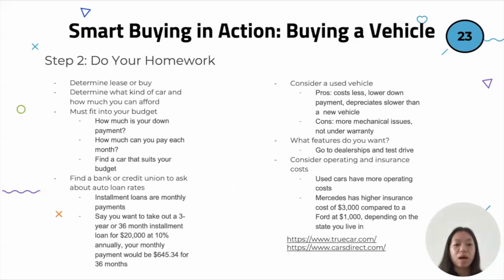Determine whether you want to lease or buy. Determine what kind of car and how much you can afford. It must fit into your budget. How much is your down payment? How much can you pay each month? Find a car that suits your budget. Then find a bank or credit union to ask about auto loan rates.